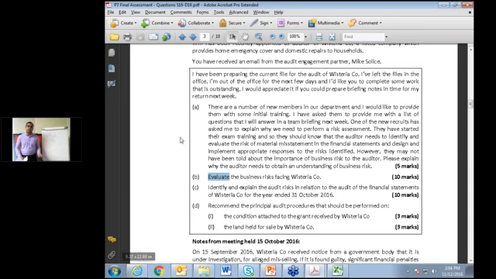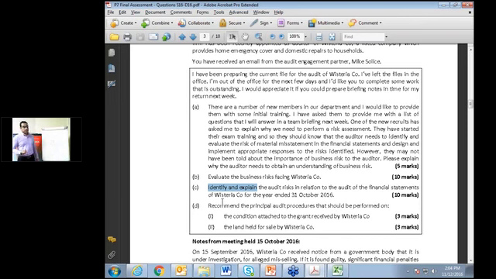Then on part C, you see that the keyword that has been used is identify and explain the audit risk in relation to the audit of financial statements of Wisteria. And again, you have to identify first, for which you perhaps would be able to get half a mark if you just identify that as a risk. But then for the further explanation, you will get another 1 mark, and that would enable you to get the whole 1.5. Well, in some cases up to 2 would be available for this particular scenario.